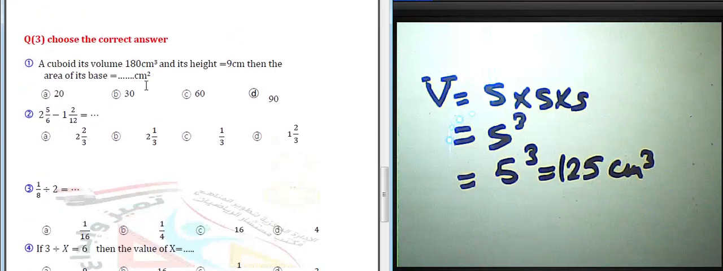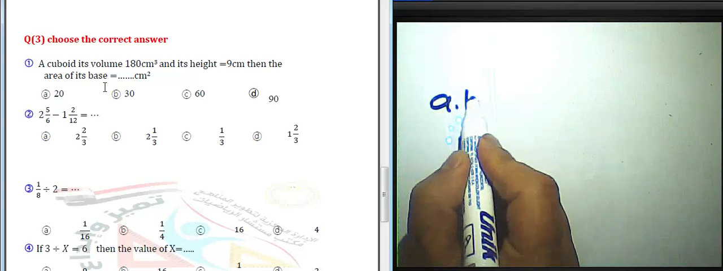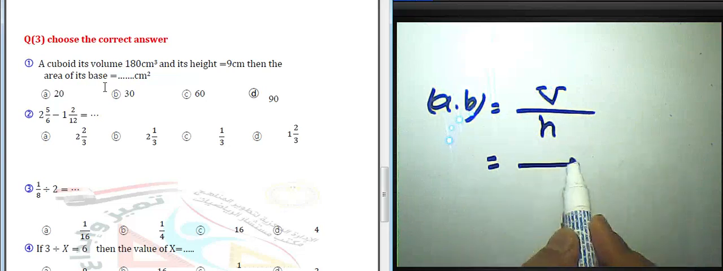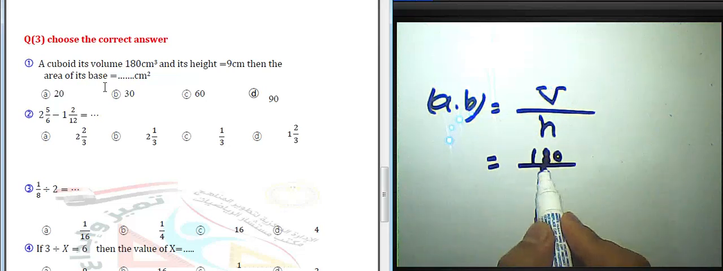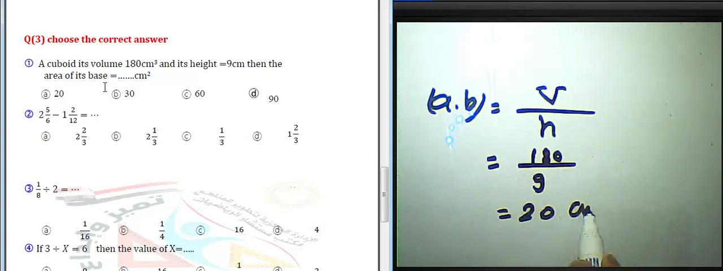A cuboid, its volume 180 cubic centimeters and its height 9 centimeters. Then the area of its base equals what? To find the area of the base, you must divide the volume by the height. Okay, area of the base equals volume over height. The volume here 180 over height 9. The result will be 20 square centimeters, which is the area of the base of the cuboid. Question number 2.